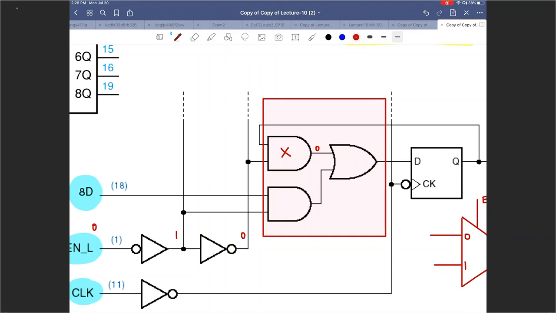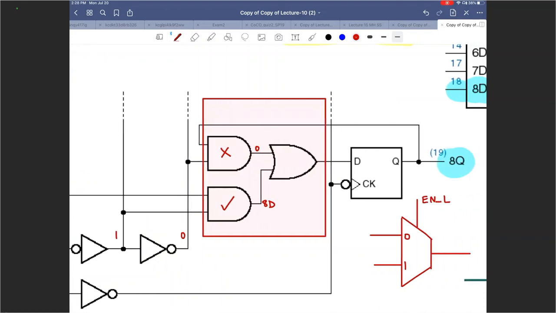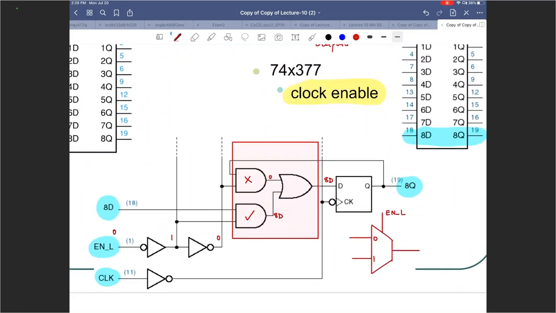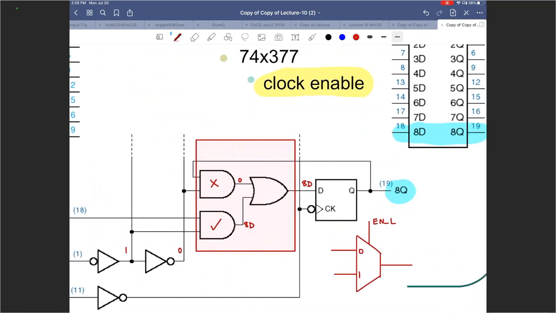But this guy is a 1, which means this guy is good. And it is getting 8D here. So this is 8D and 1. So it's 8D, and then that 8D appears over here. And after the positive edge of the clock, 8Q will become 8D. So that essentially means if enable underscore L is 0, my 8Q plus will be 8D.